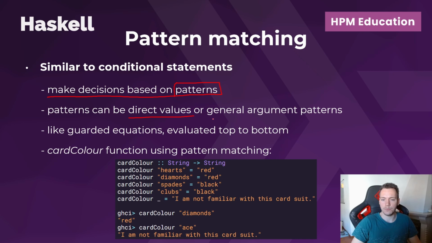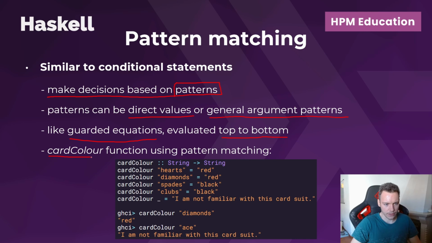So, like guarded equations, the patterns are evaluated from top to bottom, which means the first one that matches from the top is going to be evaluated further, or the function body associated with that pattern will be evaluated. And here, from our previous video, we're going to take the card color function that we defined with a case of expression and use pattern matching this time to define it.